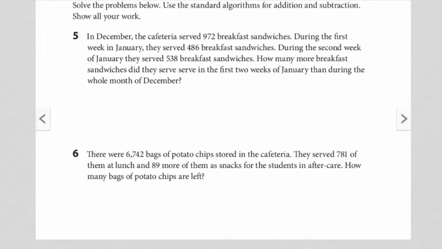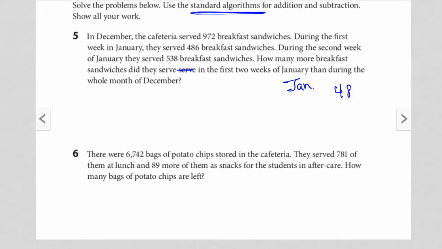Again, we're using the standard algorithm, so we're getting lots of good practice with that, and story problems this time around. So number 5: in December, the cafeteria served 972 breakfast sandwiches. During the first week in January, they served 486. During the second week, they served 538. How many more breakfast sandwiches did they serve in the first 2 weeks of January than during the whole month of December? Apparently that's a typo. So let's first figure out how many sandwiches they served in January.